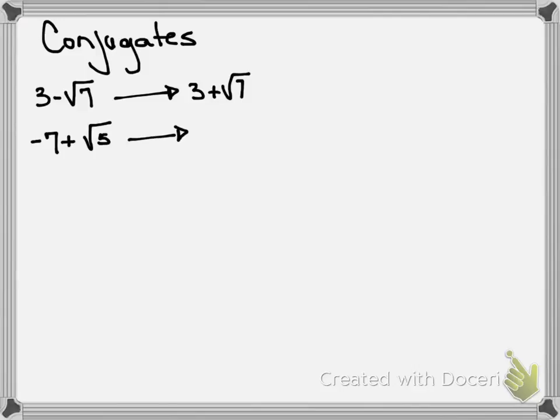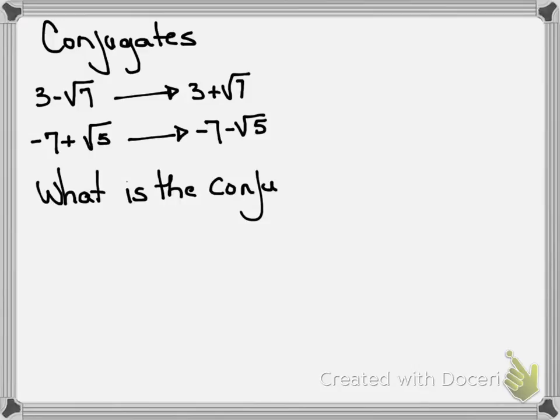For example, negative 7 plus the square root of 5 becomes negative 7 minus the square root of 5. You see? The only sign that changes is the operating sign in the middle. Okay? This is called a conjugate. We're going to see how we use conjugates when we divide by a binomial that contains a radical sign, because we simply cannot have a radical sign in the denominator.